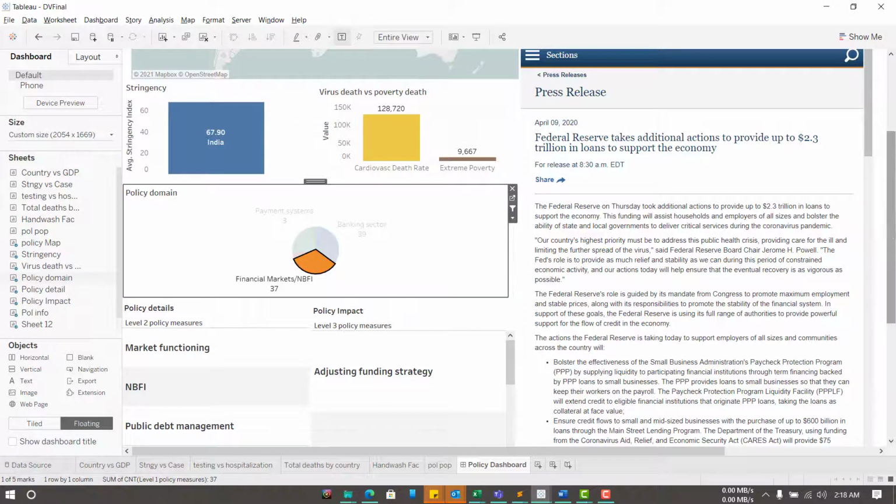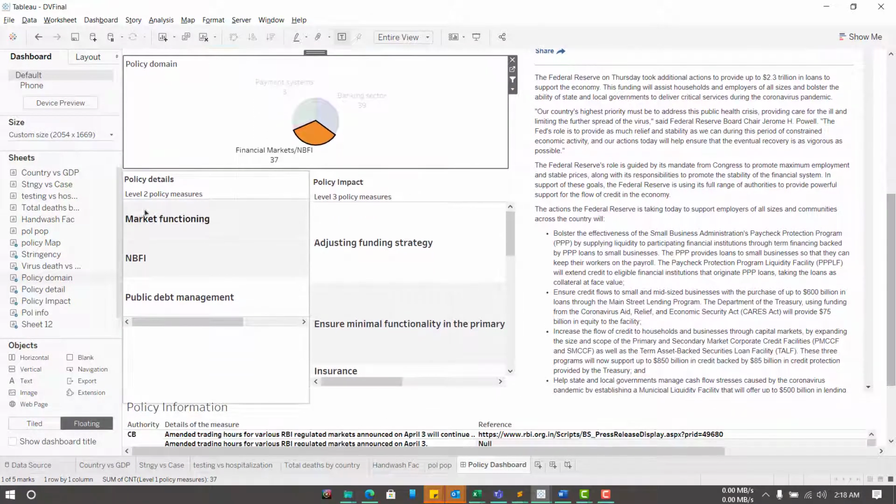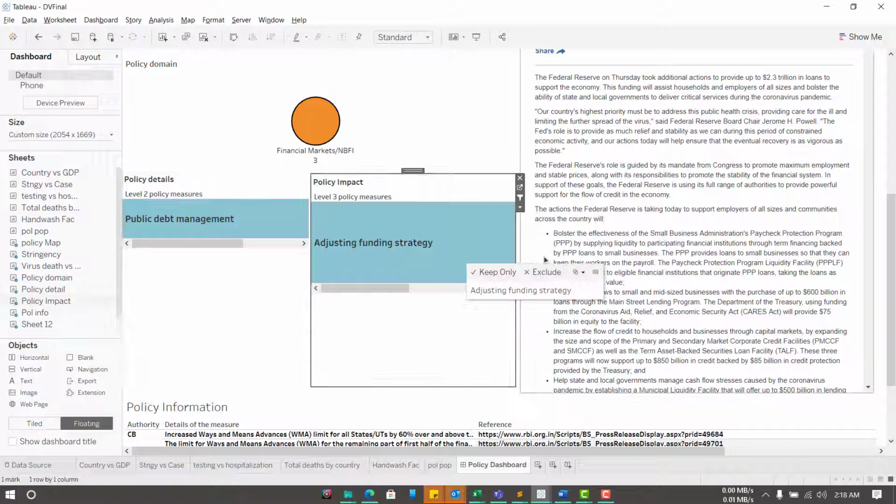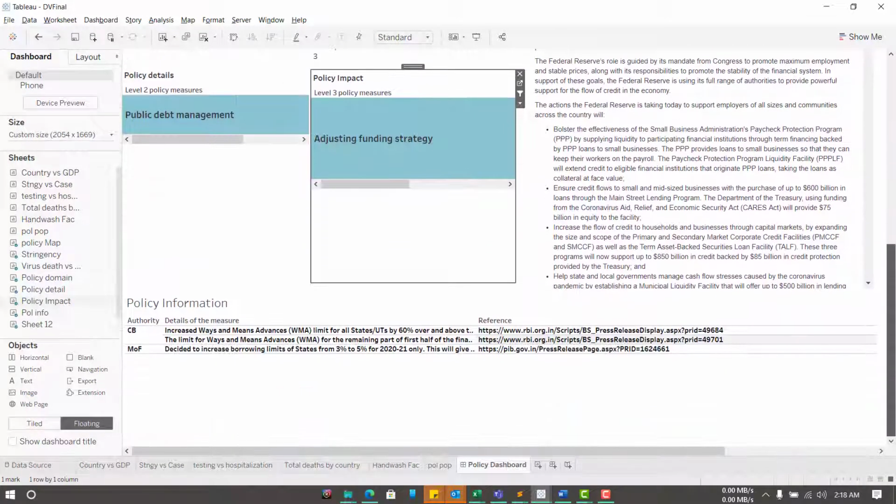If I click on that, I have a few options to choose in the policy details and the policy impact. So I can see I have market functioning, NBFI, and public debt management. So let's go to the public debt management. And here we can see that we have one last option called adjusting the funding strategy. And there we are. So in this case, we have around three policies.